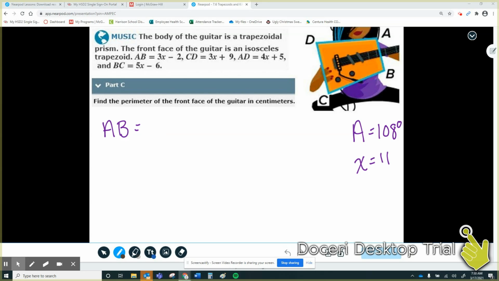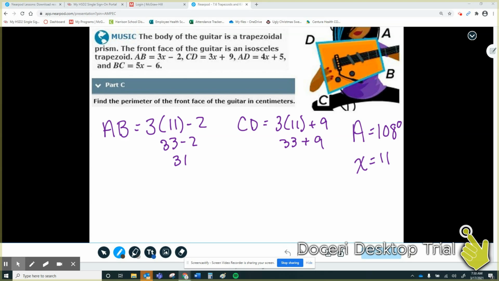Actually, let me write that out. 3 times 11 minus 2, which is 33 minus 2, which is 31. I can do the same for CD. 3 times 11 plus 9, 33 plus 9, which is 42. I can find BC. AD comes next. AD is 4 times 11 plus 5, which is 44 plus 5, which is 49.